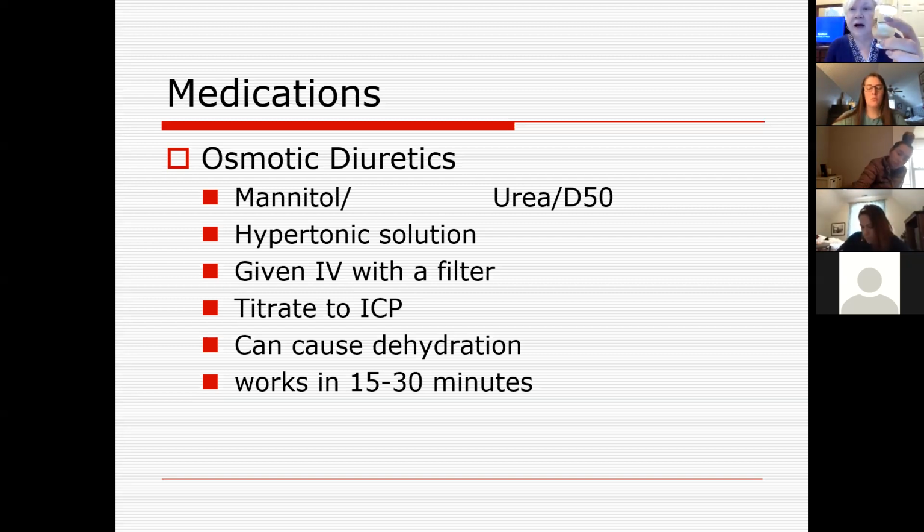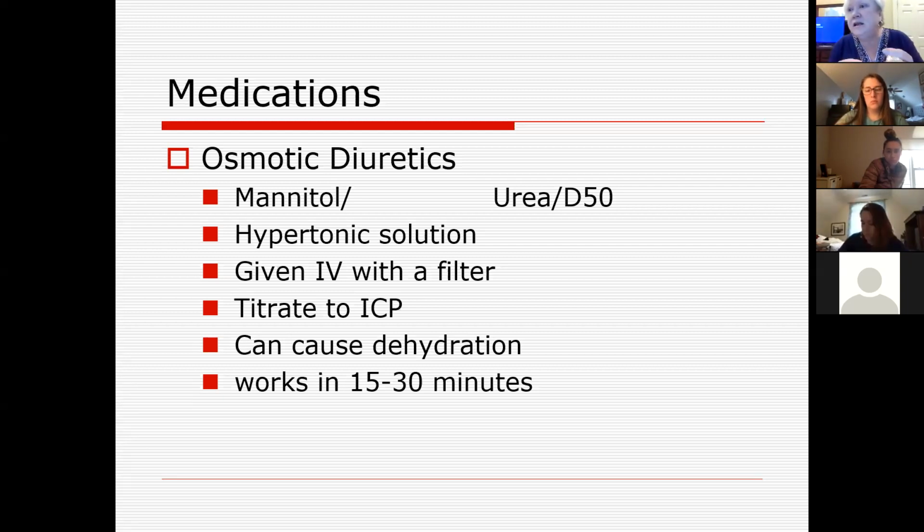If we give mannitol IV push, then I have to use a filter needle. So if I drew this up with a filter needle, I would take the filter needle off, dispose of it, put a new filter needle on it, and give it IV push back to the patient through a new filter needle. I wouldn't give it through the same filter needle. All those crystals I just collected, I would inject straight back into my patient.